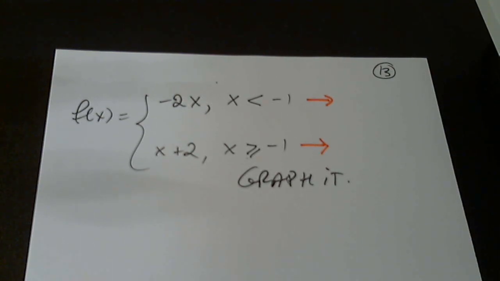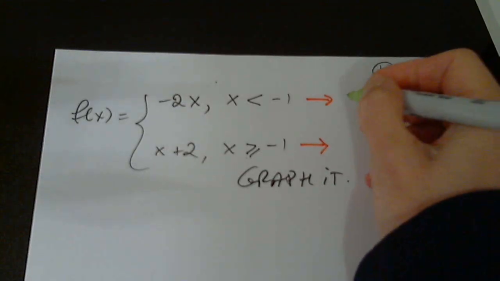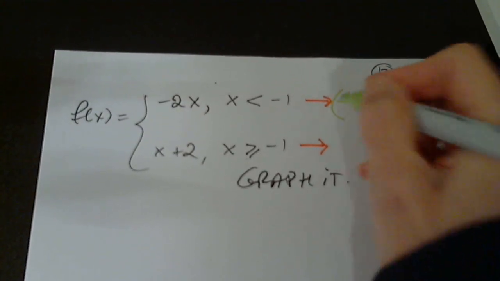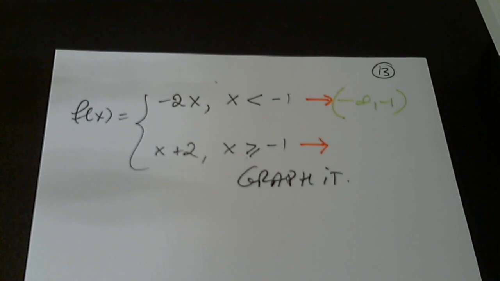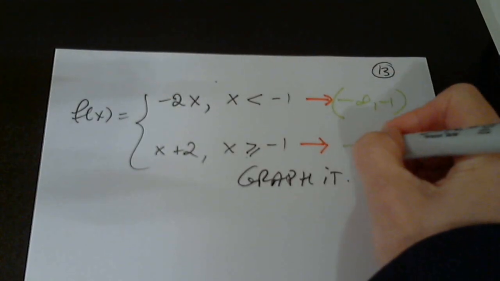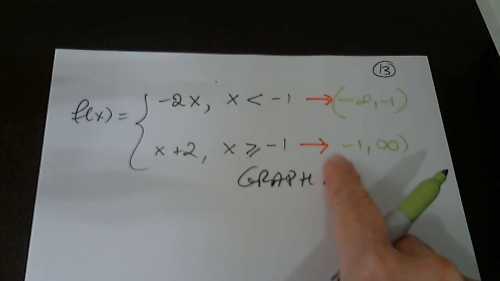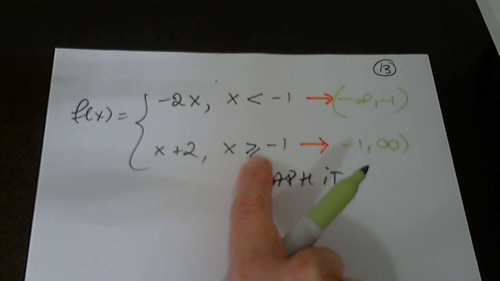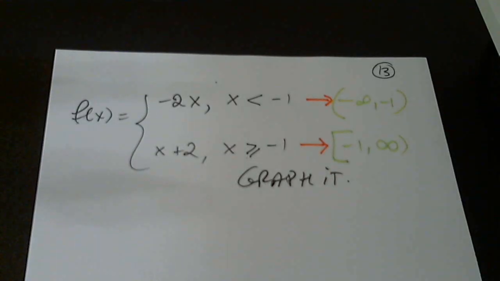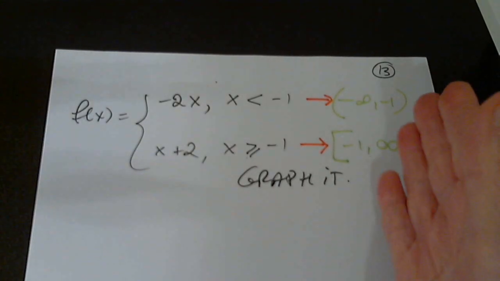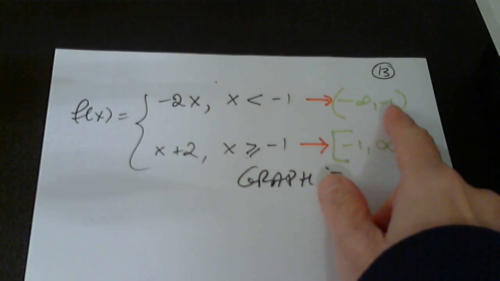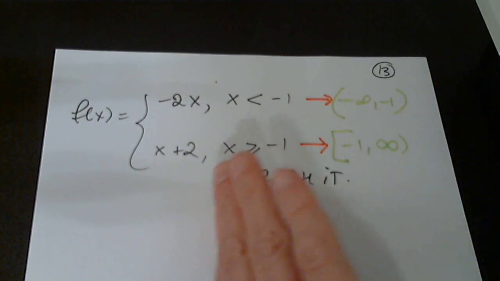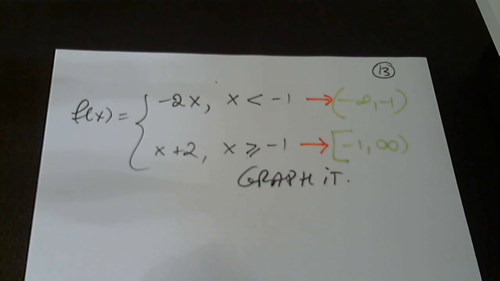Negative infinity, comma, -1. Brilliant. Excellent. Very good. And -1, comma, infinity, parentheses, bracket. Very good. Perfect. So now let's analyze. Everything to the left of -1, -1, and everything to the right of -1.